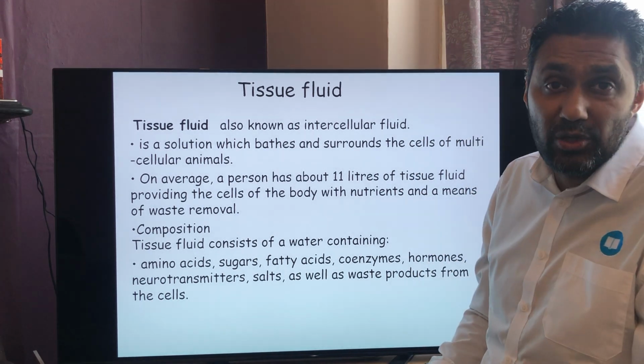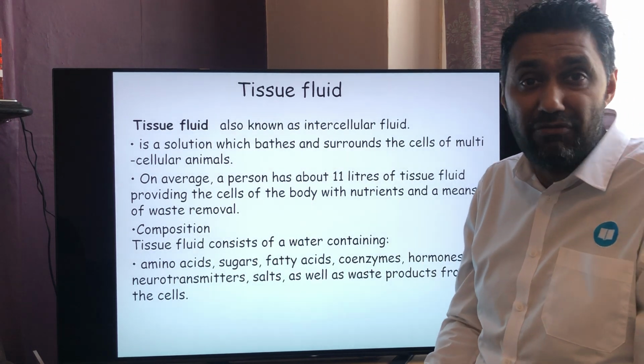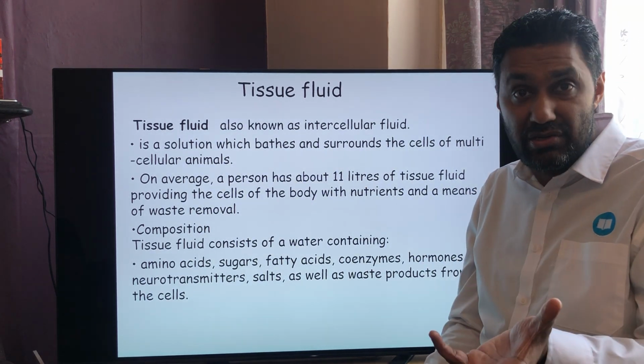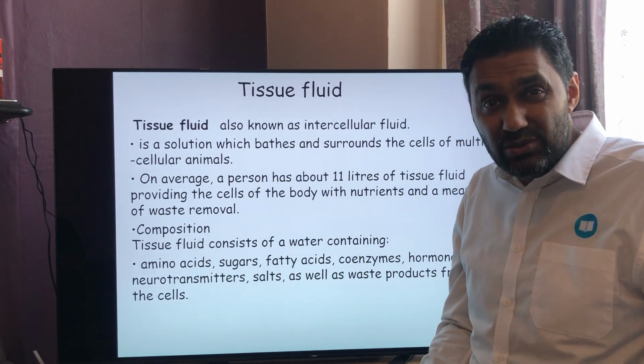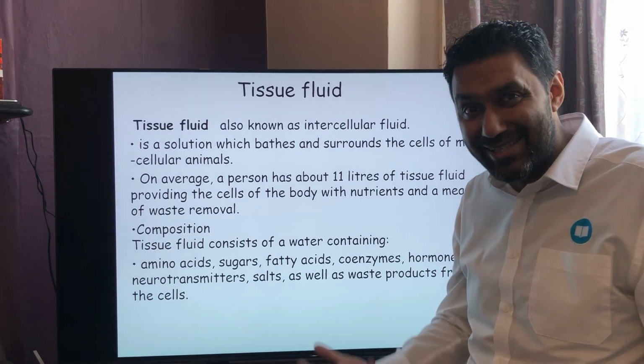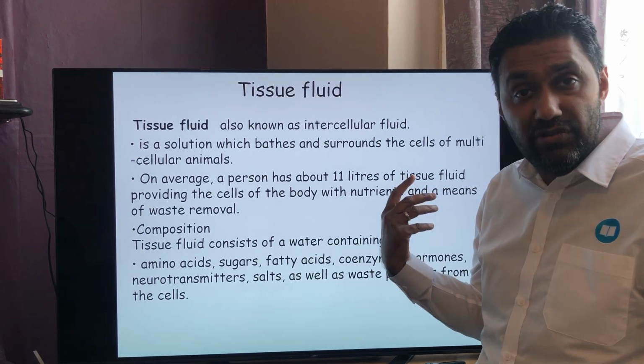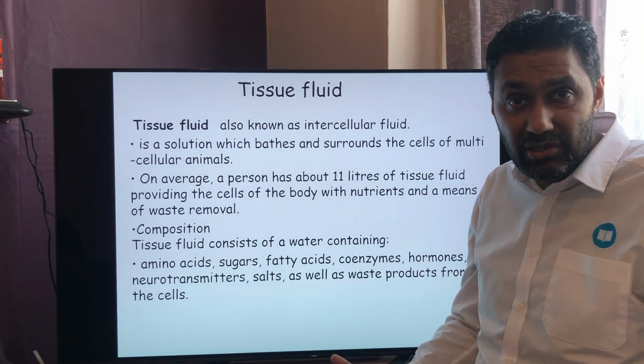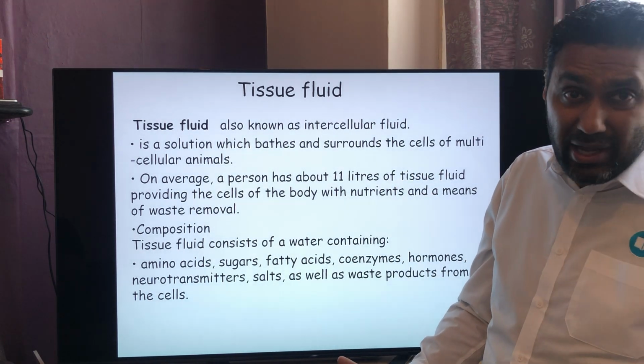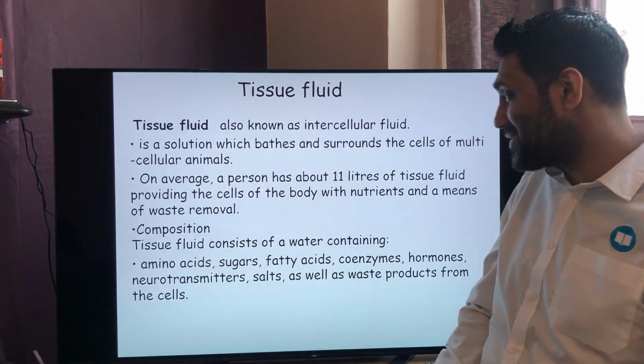How much of it do you have in your body? Well, an average adult has about 5 to 6 litres of blood in their body. Well, guess what? Your tissue fluid is almost twice that. You've got 11 litres of tissue fluid in an average person compared to the 5 litres of blood that you have. So it's approximately twice the amount.